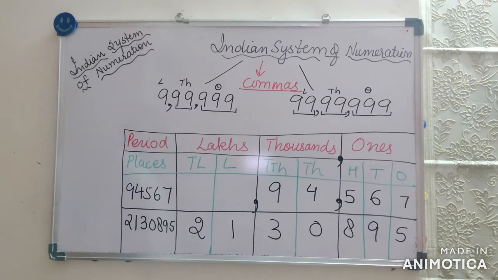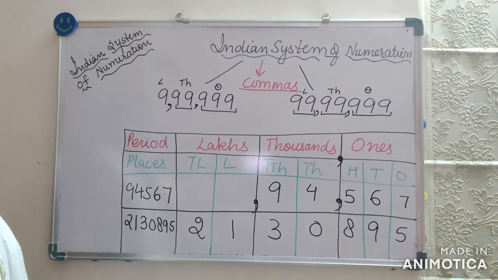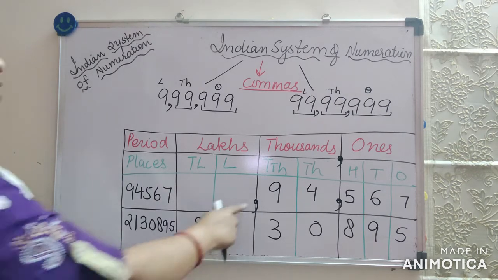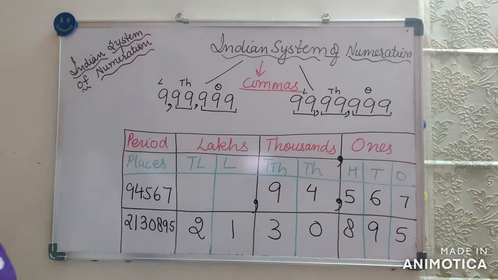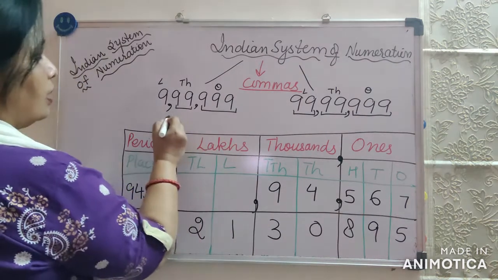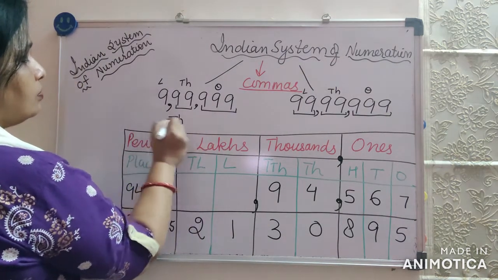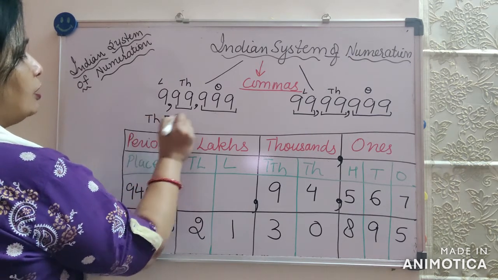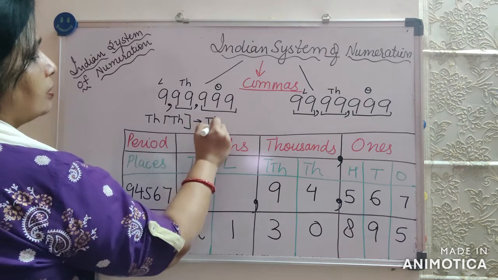Now just see, children, why we have made that place value chart. From that place value chart, you can easily tell the place value and the period, right? If I ask what is the period of this 9, as you know, these 1000 and 10,000, they both come in which period? 1000 period.